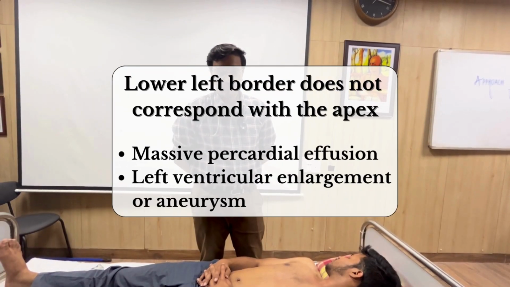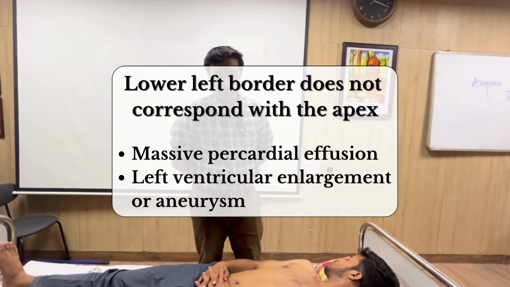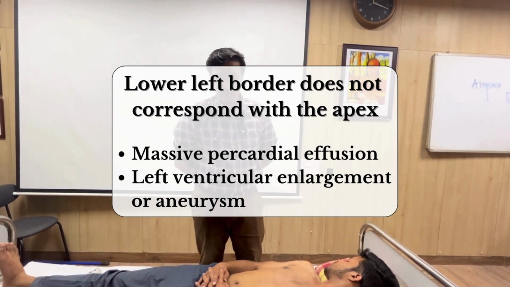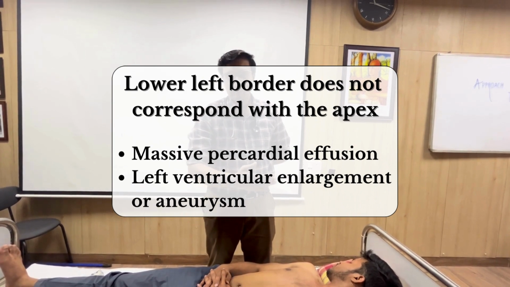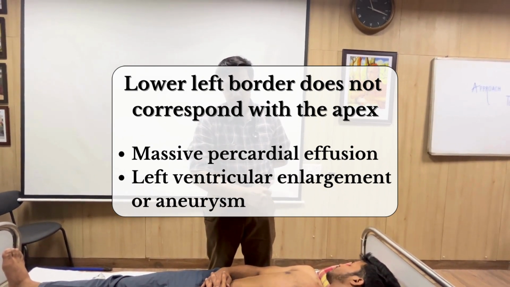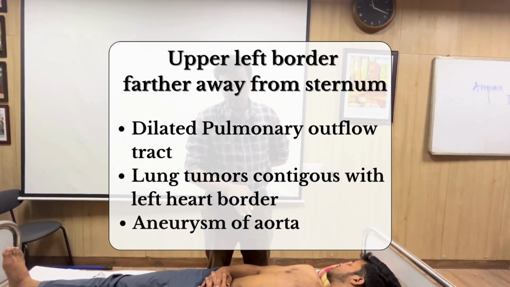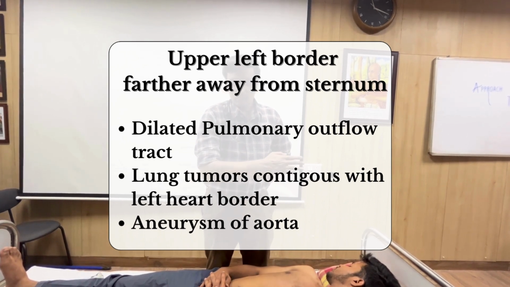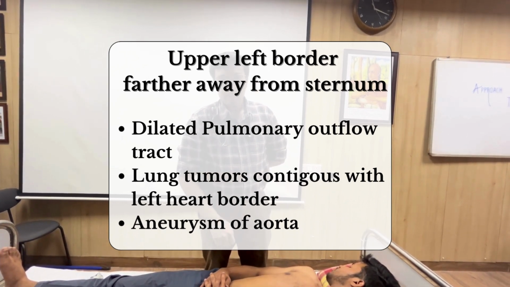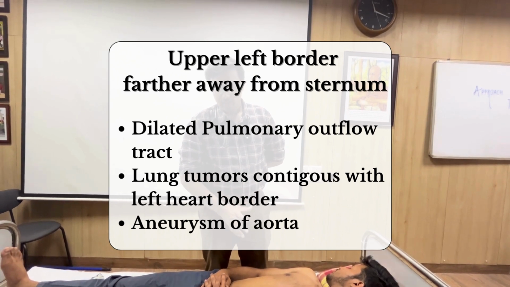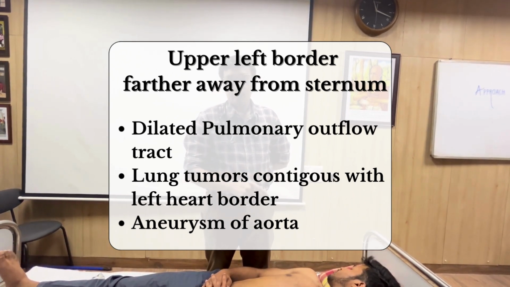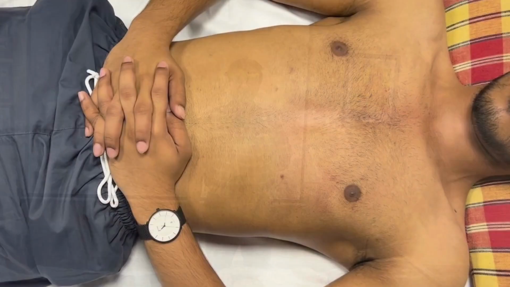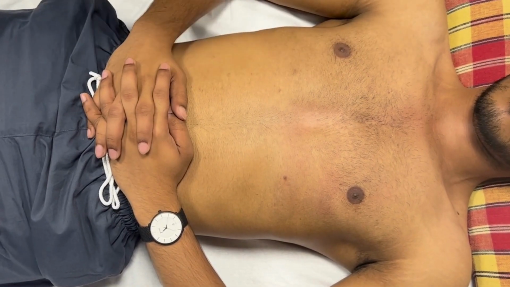The significance of this step is that when the lower part of the left border of heart does not correspond with the apex, it may suggest a large pericardial effusion or left ventricular enlargement or even an aneurysm. A steep left heart border, that is when the upper part of the left border is away from the sternum, it may suggest dilatation of the pulmonary outflow tract, lung tumors which are contiguous with the left heart border, or even aneurysm of aorta. Next, we percuss for the right border of heart.